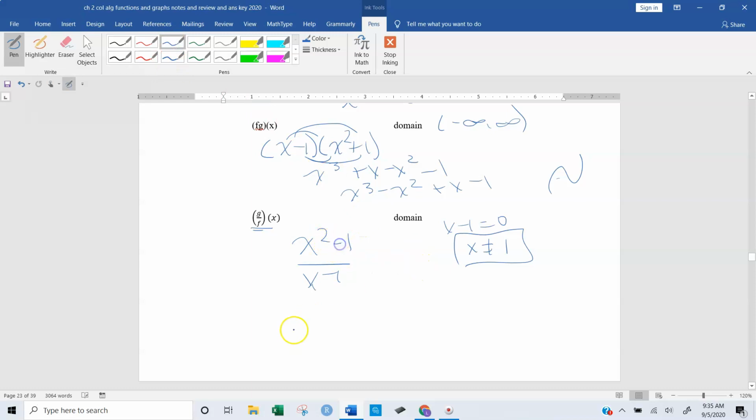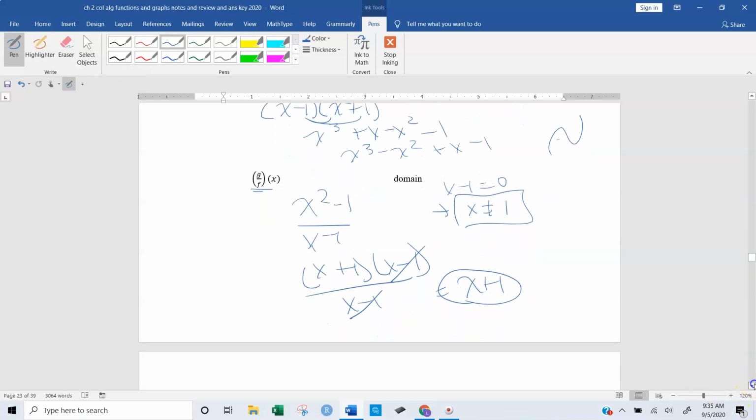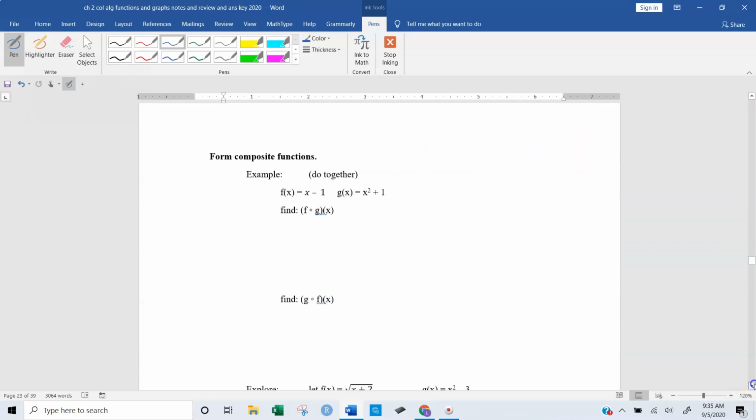So we're going to factor that top. So that's x plus 1 times x minus 1 over x minus 1. Now our numerator and denominator cancel. Our final answer is x plus 1, no restrictions, so this is the entire domain. Okay, let's continue on.